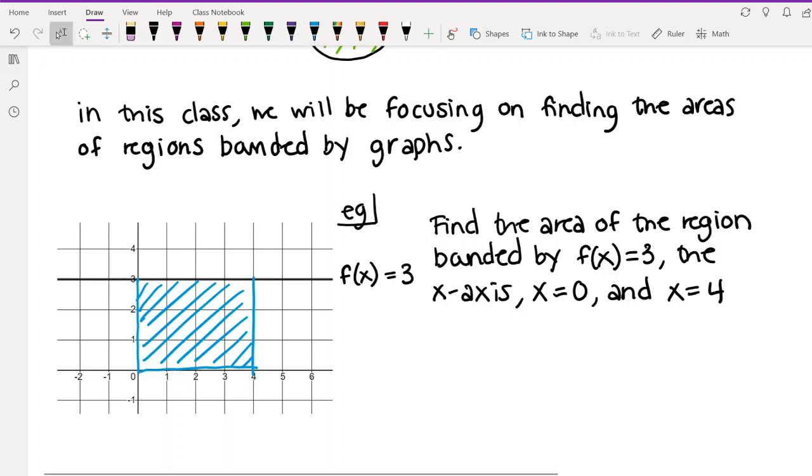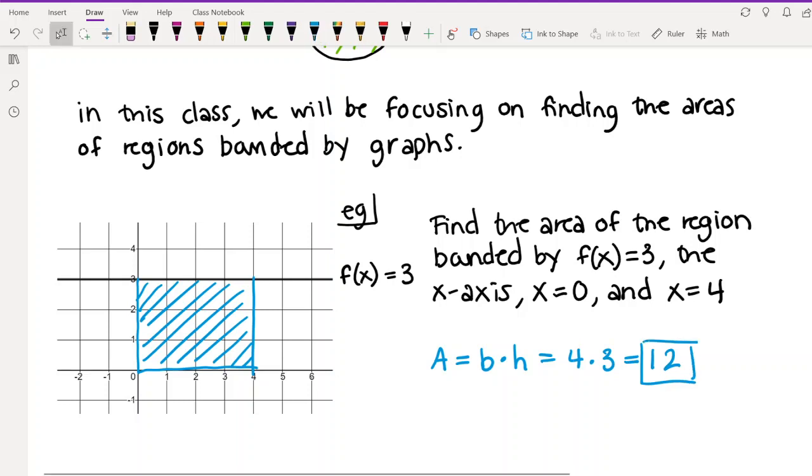So how would you find the area of this region? Well, in this case, it's just a rectangle, right? So we know how to find that area. The area is going to be equal to the base times the height, which in this case is 4 times 3, which is equal to 12.